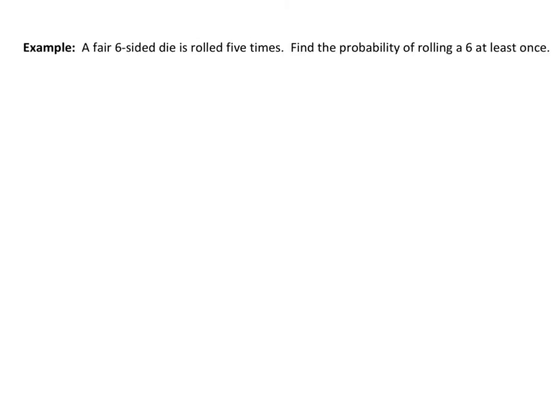For our last example, I wanted to do something that had a little bit more going on with it. A fair six-sided die is rolled 5 times. Find the probability of rolling a 6 at least once. There's a really big clue here. At least once means maybe I roll one 6, maybe two 6s, maybe three 6s. That's a lot of things going on. Lots of times in probability, you want to find a way to simplify the problem. The complement of rolling a 6 at least once would be rolling no 6s.